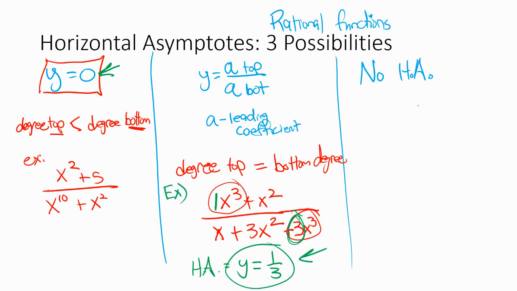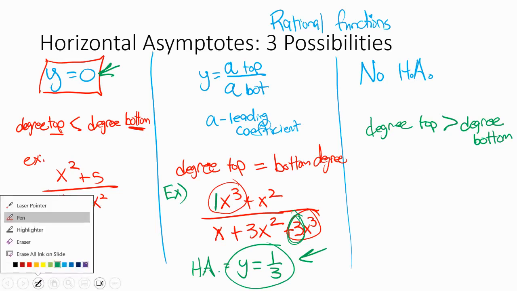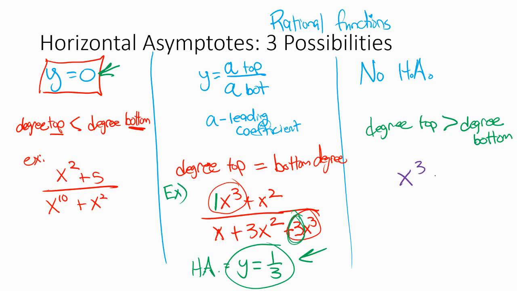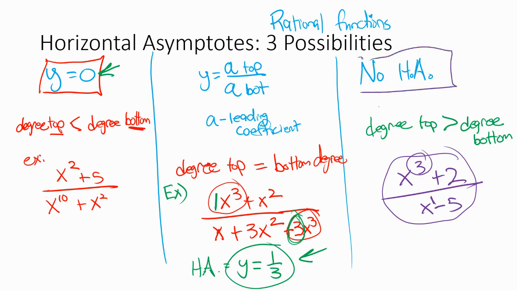And finally, to have no horizontal asymptote, that scenario is when the degree of the top is bigger than the degree of the bottom. What that would look like is anytime you have, say, an x to the third plus 2 divided by, I don't know, x minus 5. So it is a linear function on the bottom and a cubic function on the top. What's happening is this top degree is 3, the bottom degree is 1. In this instance, you have no horizontal asymptote. Now, you do have a slant asymptote, and that's a whole different conversation, but this is the basics for deciphering between your 3 options just regarding horizontal asymptotes and rational functions.